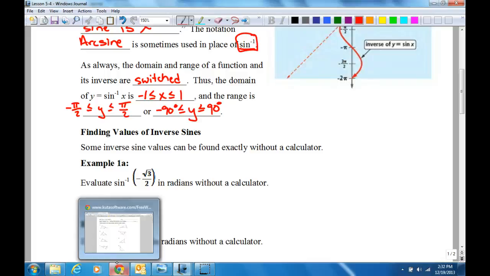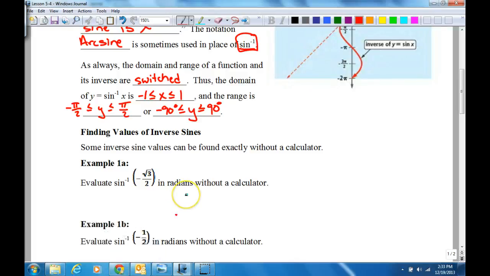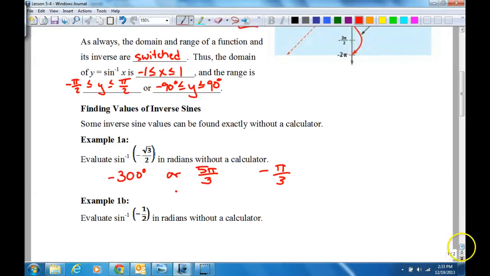What degree is that on? Negative square root of 3 over 2 is where? At 300, right? Or 5 pi over 3. The other way you could look at it is at a negative pi over 3, because it's going down. So it's the y value we're looking at. You use your unit circle and work your way backwards.